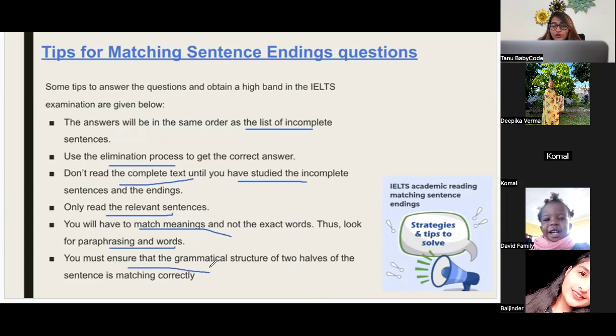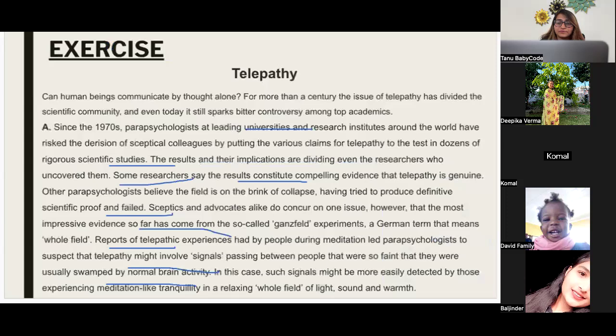You must ensure that the grammatical structure of the two halves of the sentence is matching correctly. That means if you're matching the sentence ending, it has to be grammatically correct. If it is wrong, that means you're choosing the wrong answer. You're not choosing the right one. Now let's do this. Everyone ready? The passage is about telepathy.